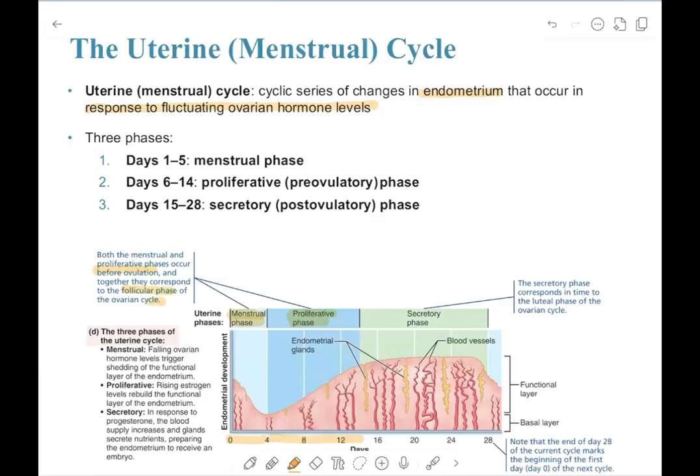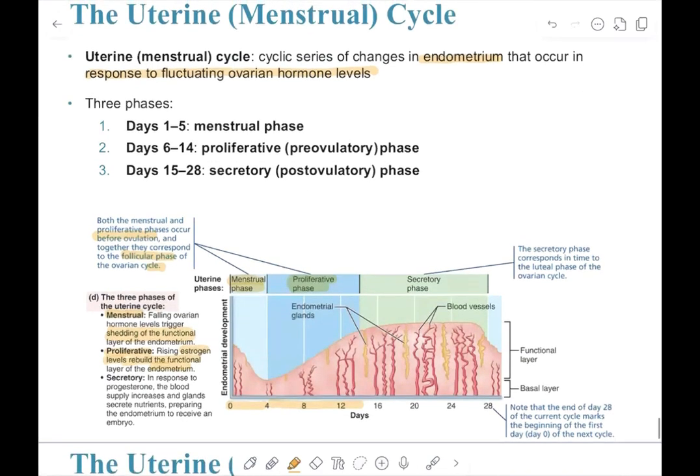So the three phases are the menstrual phase, when ovarian hormones are falling and they trigger the shedding of the functional layer of the endometrium. Then comes the growth phase, the proliferative phase, where estrogen levels are increasing to rebuild the functional endometrium. And then finally is the secretory phase.